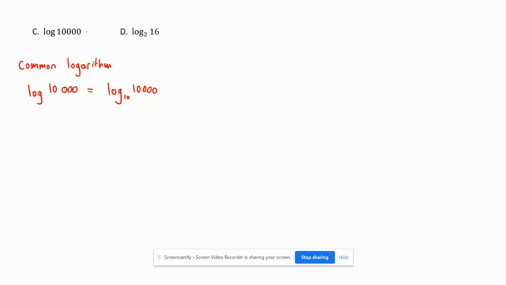So we're doing the same thing here, and this means 10 to the power of y equals 10,000. What exponent satisfies this? It's 10 to the power of 5, so this answer is going to equal 5. Next, log base 2 of 16. 2 to the what power equals 16?